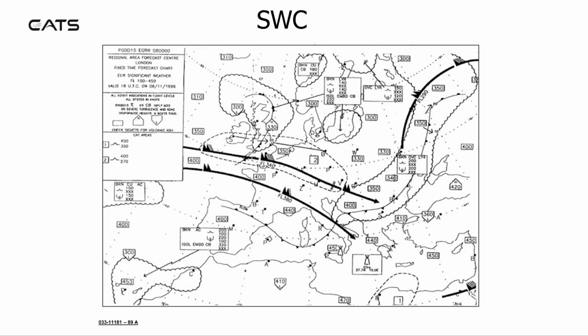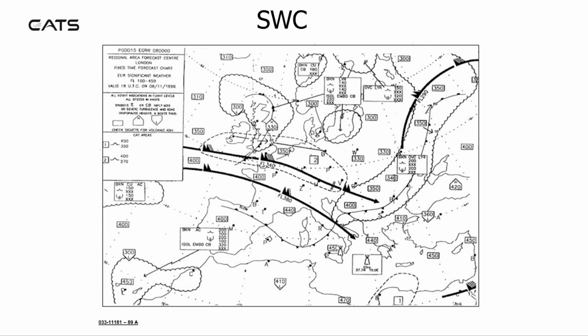Significant weather charts show winds and significant weather typically at high altitudes. This particular chart is for flight level 100 to flight level 450 and was produced by the Regional Area Forecast Centre, London. It will be typically valid for 24 hours.